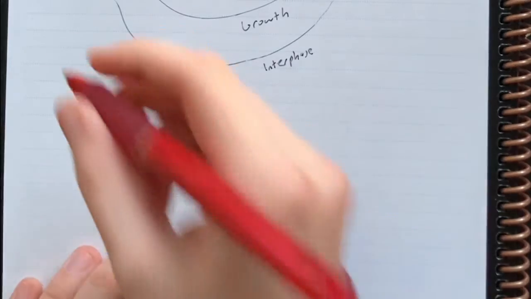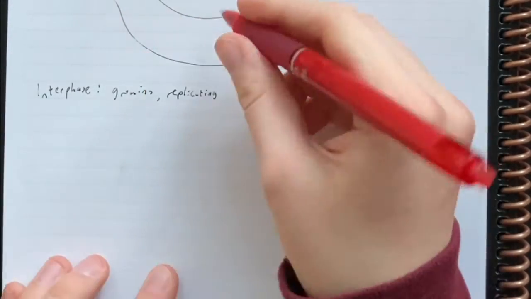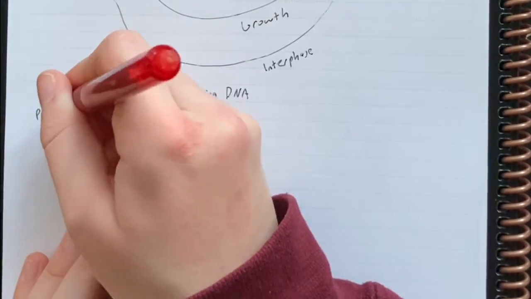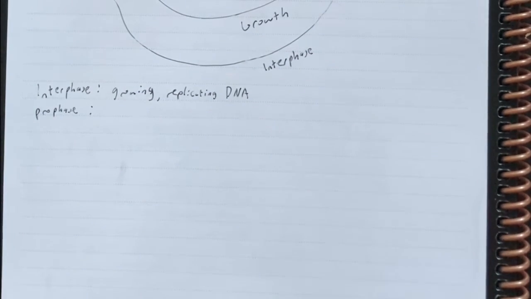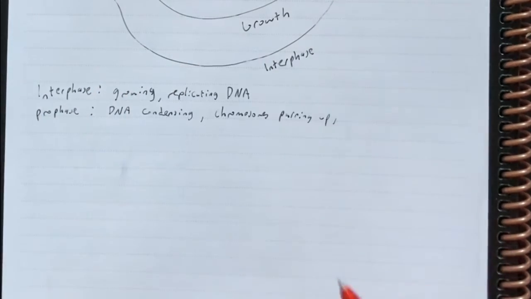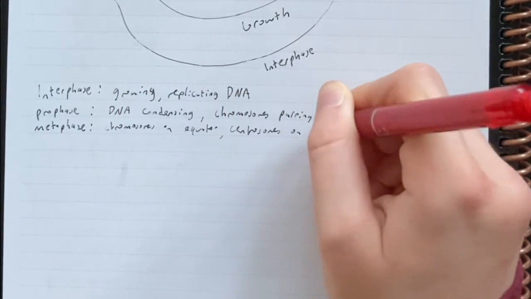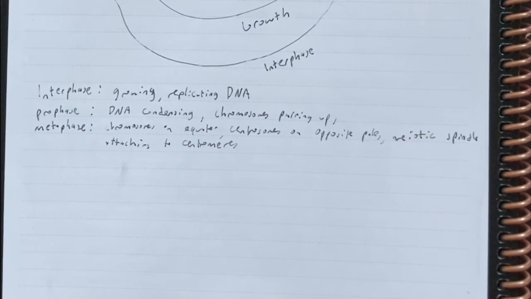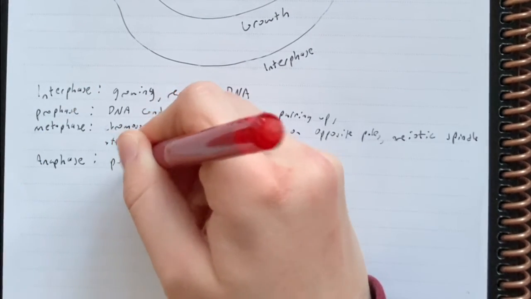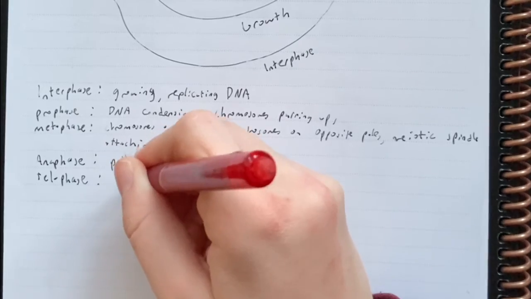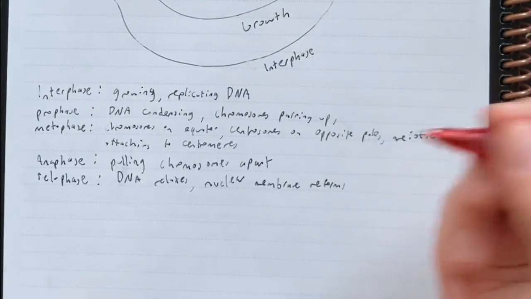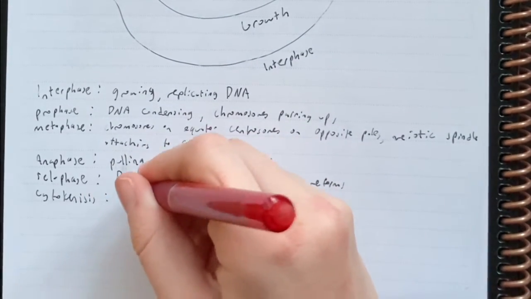So yeah, let's just summarize. Interphase, growing or replicating DNA. Prophase is basically getting all of the things ready. So it's DNA condensing, chromosomes pairing up. Metaphase is where everything gets into place. Chromosomes on equator, centrosomes on opposite poles, meiotic spindle attaching to centromeres. Anaphase, pulling chromosomes apart. Telophase, DNA relaxes, the nuclear membrane reforms. And cytokinesis, where the cell splits.